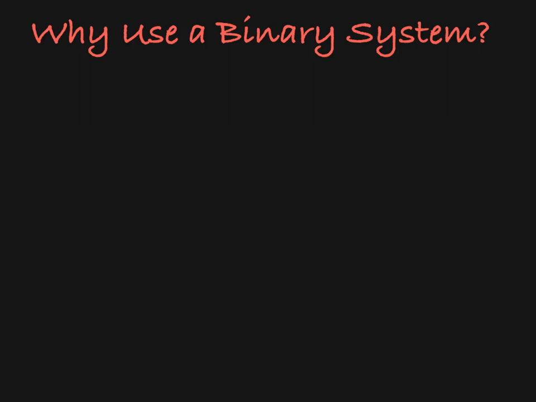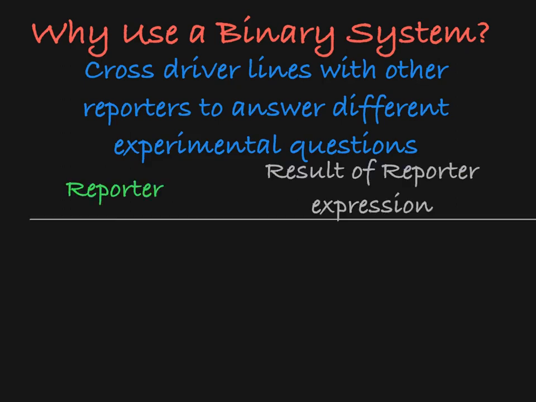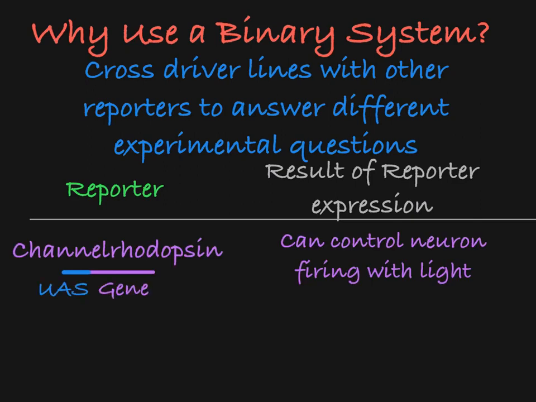So why did we start with two separate lines of flies, the driver and the reporter? Once you know when and where the enhancer that's controlling GAL4 is active, you can cross your driver line with a different reporter that will allow you to investigate cell and gene function in those specific cells. You can do this by crossing this driver line with a new reporter line. If your driver line is under the control of an enhancer specific to a subset of neurons, you could cross it with a reporter line containing channel rhodopsin. This would allow you to control the firing of neurons with light.